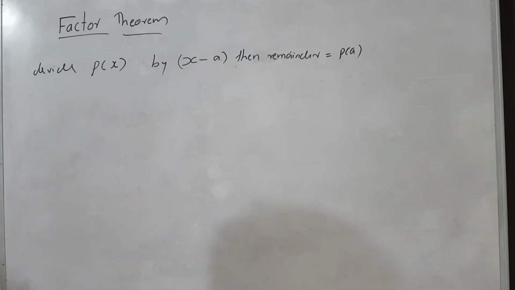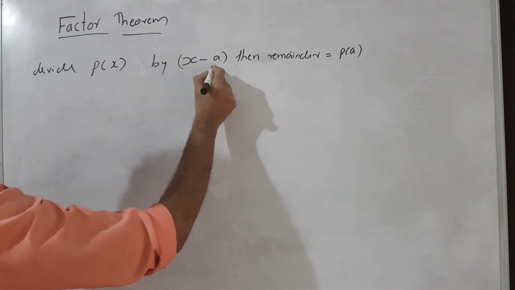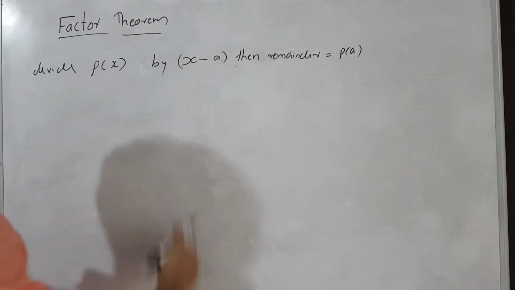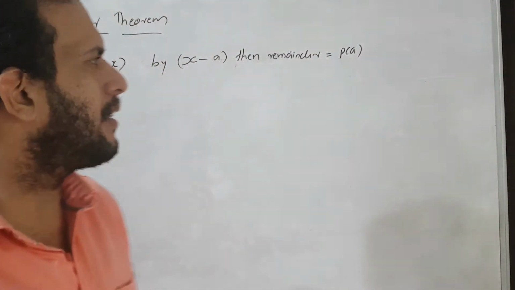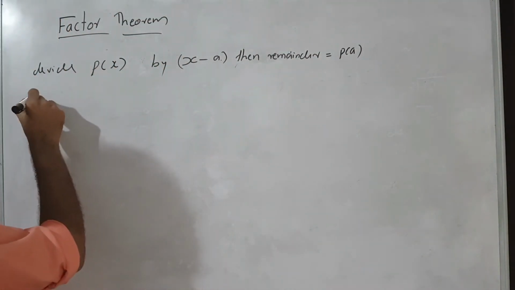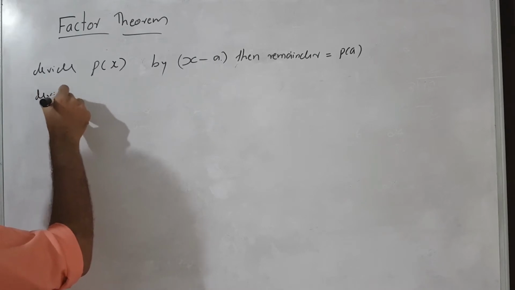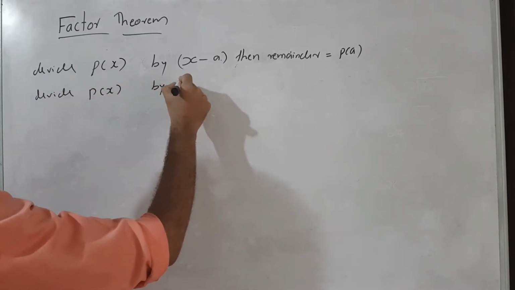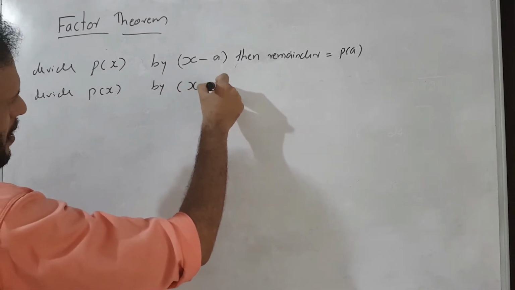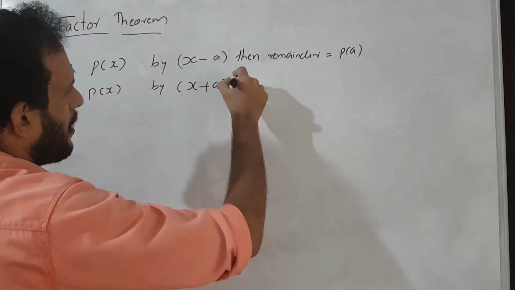Then, a linear polynomial is of the form x minus a. To remember, what is the form? x minus a form. Then if we divide p of x by x plus a, what is the remainder?